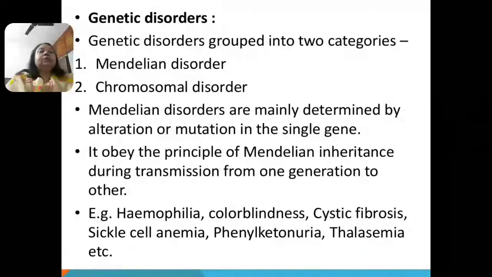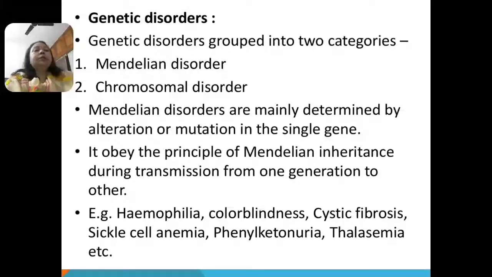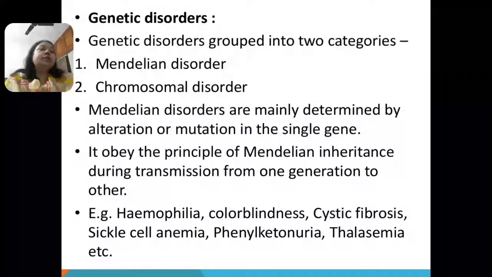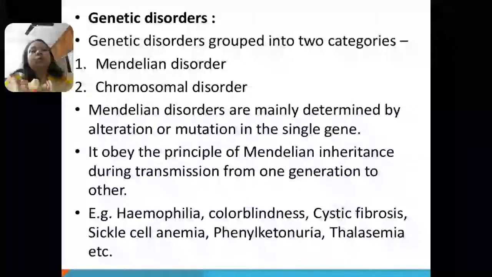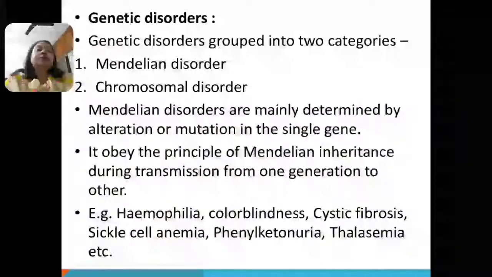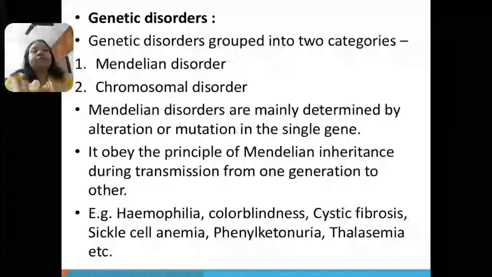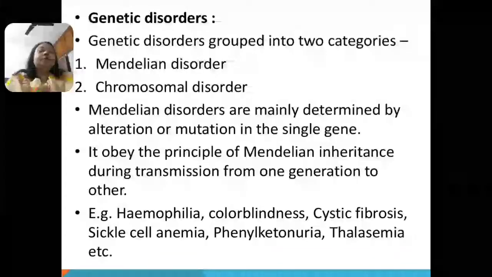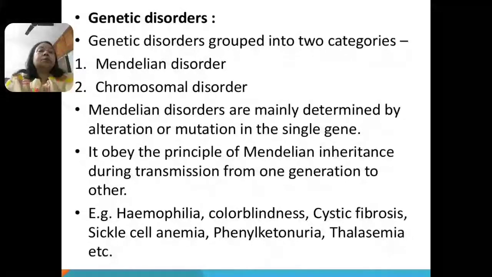Now, what are these Mendelian disorders? Mendelian disorders are mainly determined by alteration or mutation in a single gene. It always obeys the principle of Mendelian inheritance during the transmission from one generation to another generation. There are some very important examples related to Mendelian disorder, like hemophilia, colorblindness, cystic fibrosis, sickle cell anemia, phenylketonuria, thalassemia, etc.